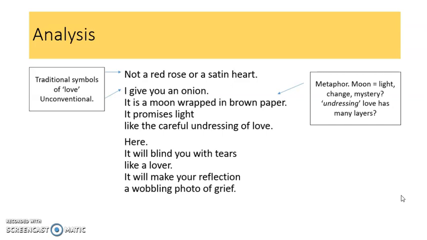So this love is perhaps a little bit uncertain. That word there, undressing of love, suggests that love can have many layers, such as an onion has lots of layers. Perhaps you have to peel and reveal those different layers to develop your love.